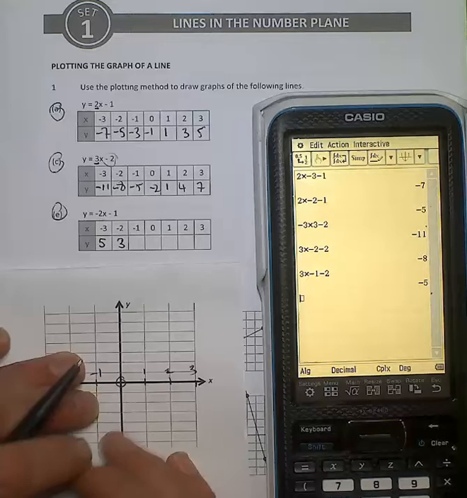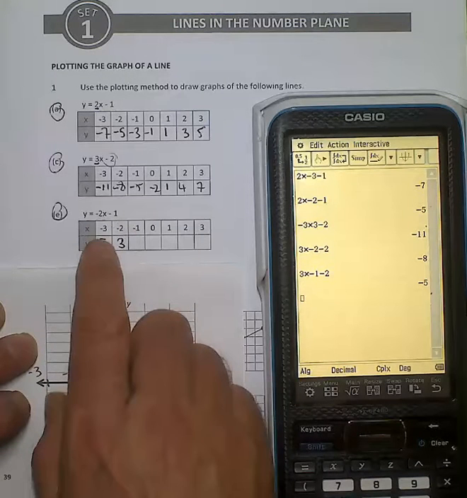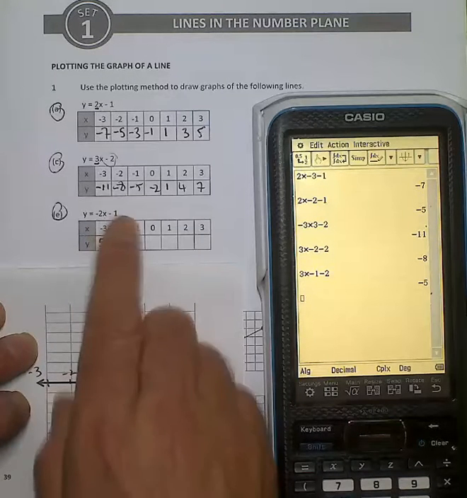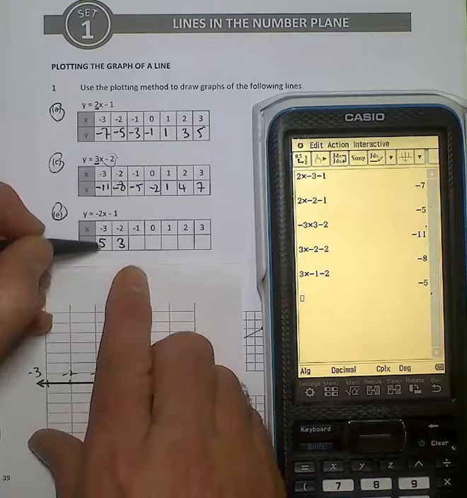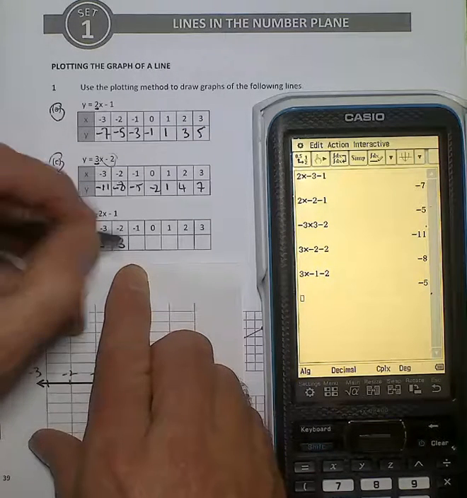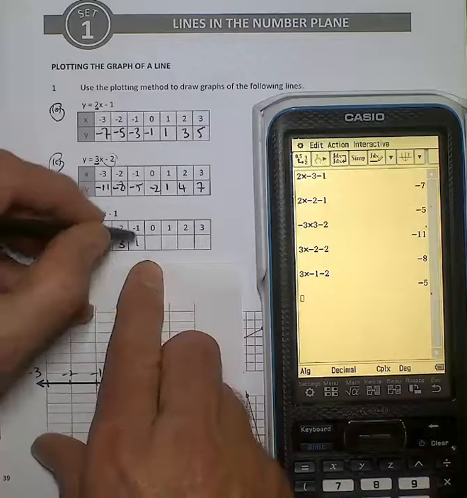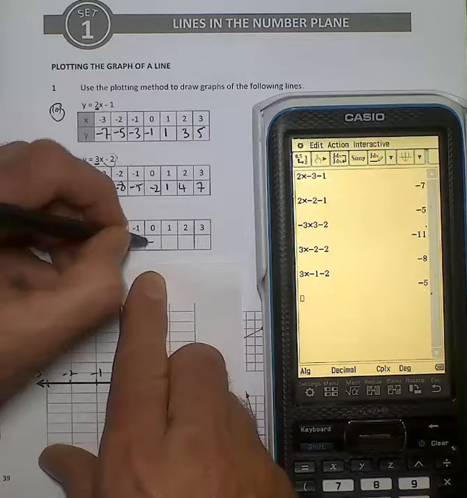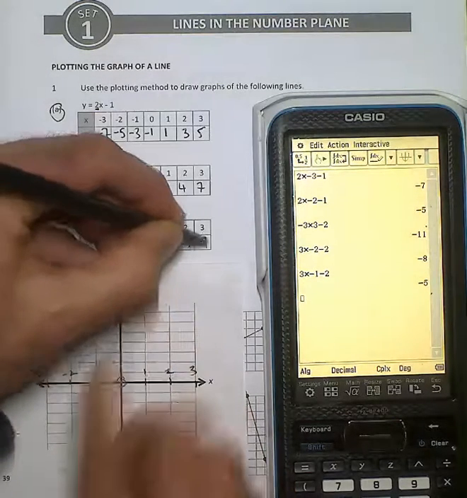When we look at E, we've got -2x minus 1. So -2 times -3, +6, take 1, which is going to be 5. Now, each of these progressions is dropping by 2, I should say. So it gives me 1. And then, of course, -1, -3, -5, -7.